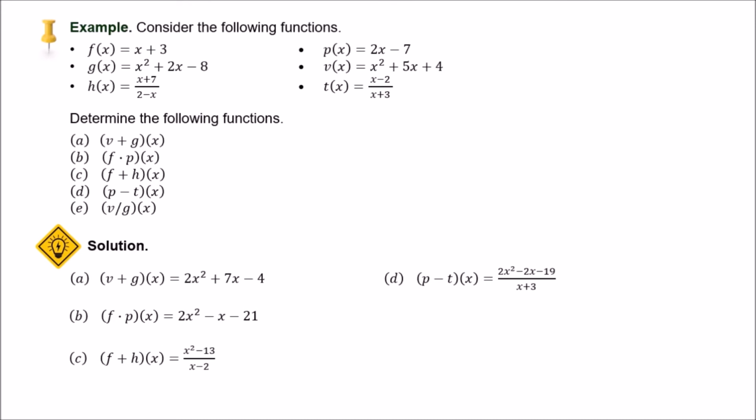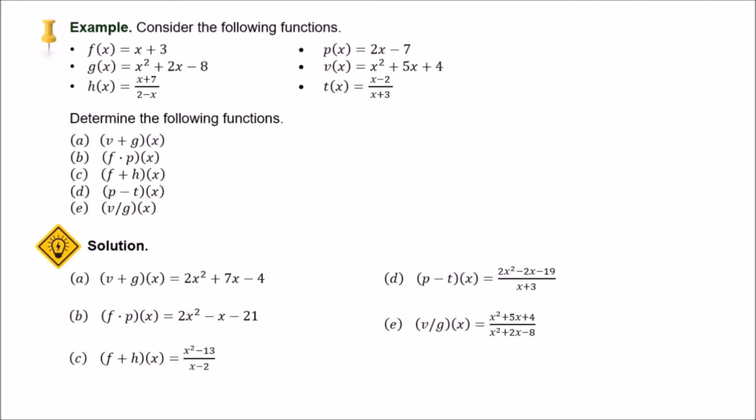Finally, we'll have letter E, v over g of x, which is the same as v of x over g of x. Let's write down the functions. v of x is x squared plus 5x plus 4, while g of x is x squared plus 2x minus 8.